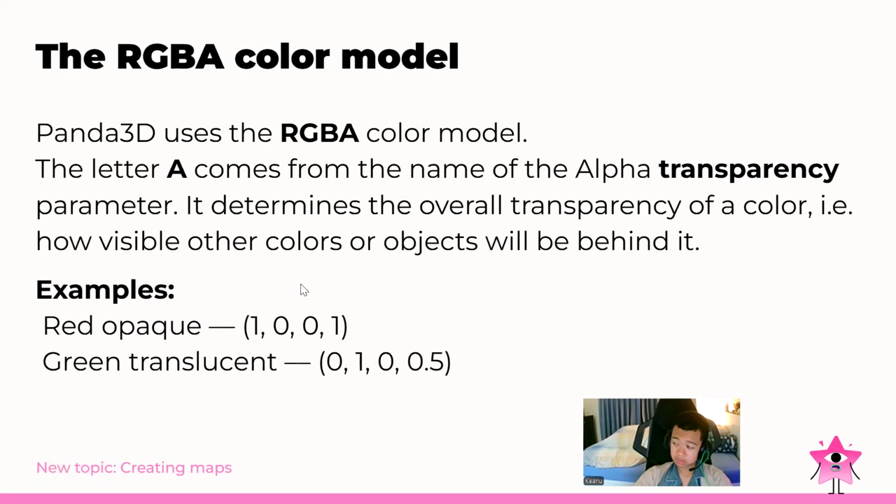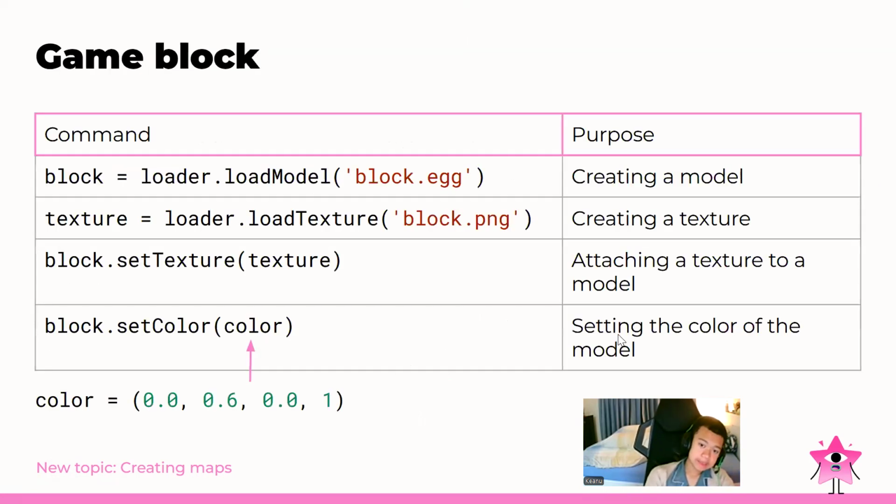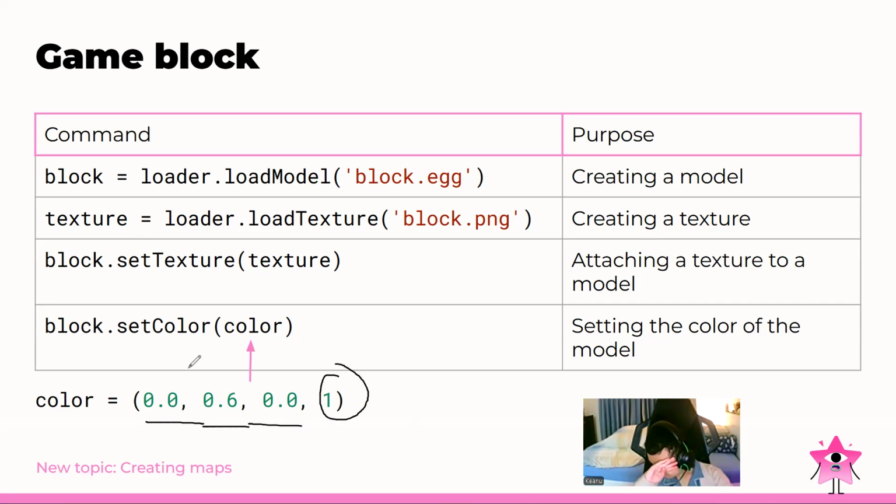By using Panda3D, this is the RGBA color model, where the letter A comes from the name of the alpha transparency parameter. It determines the overall transparency of the color, which means whether other colors or objects behind it will be visible. When we go for red opaque, we can set 1, 0, 0, 1. When we go for green translucent, the second value is for green, it's 1 for green, and the last one is for transparency. When it goes to 0, it will be more transparent. On it, we can set the color just like this: 0, 0.6, 0, and 1. That means we want to make it RGB.